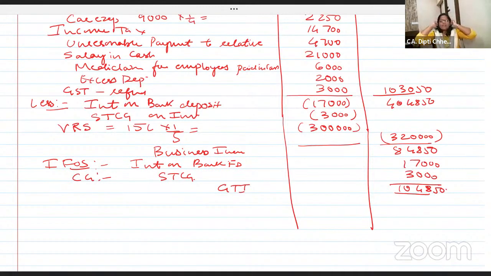Are you all following? किसको ऐड करना है, किसको लेस करना है, किसको कुछ नहीं किया? What we have not done? Deposit paid for car. Ignore. Neither add nor less because it's not income, it's a deposit. You have made FD with a housing bank. ठीक है?